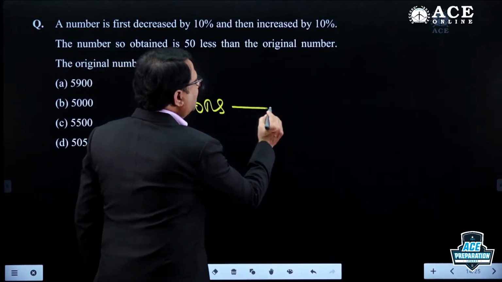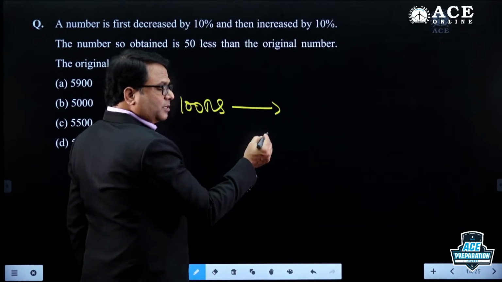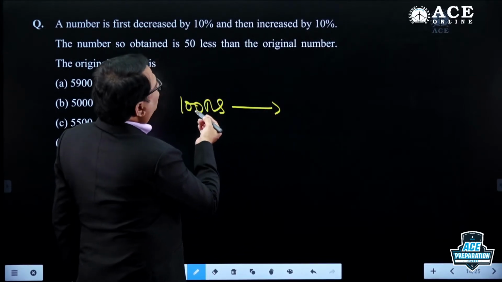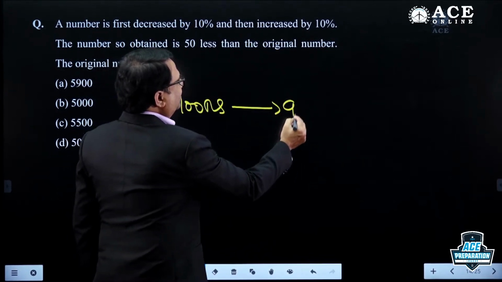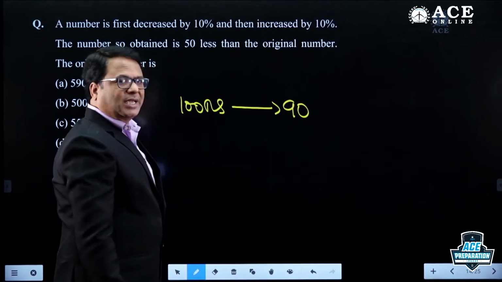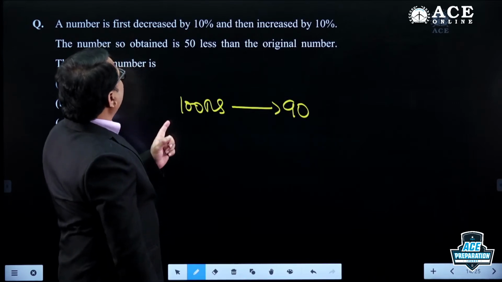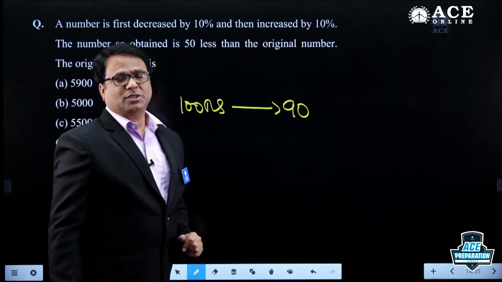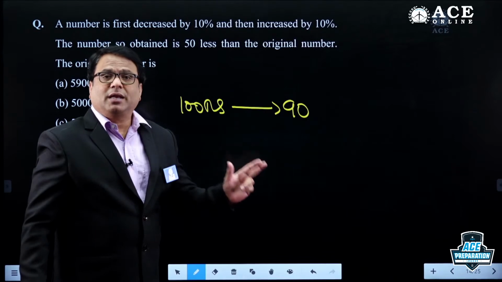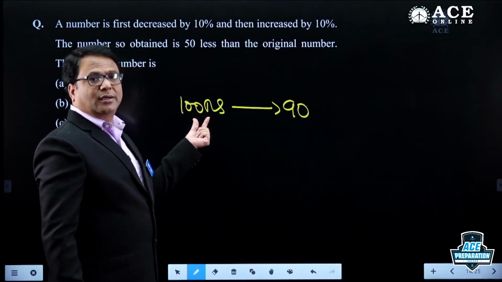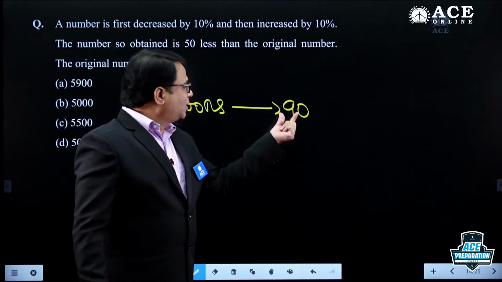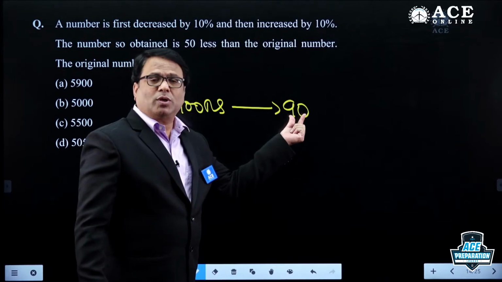Then it is first decreased by 10%. So 100, not rupees, just 100, becomes 90. Then later on, it is increased by 10%. Now this 10% increase is not on 100, it is on the new number. Presently, this is the new number.